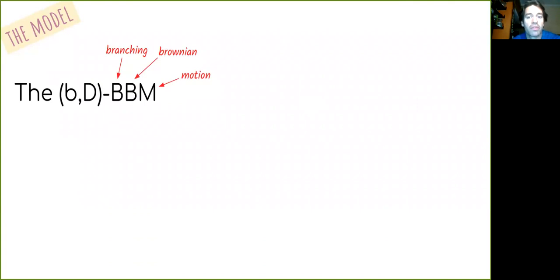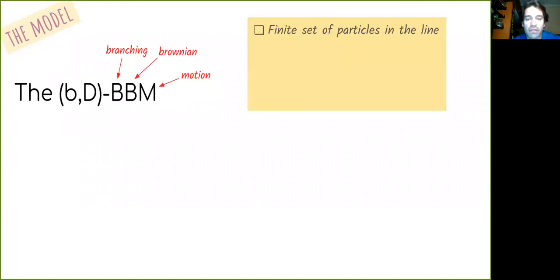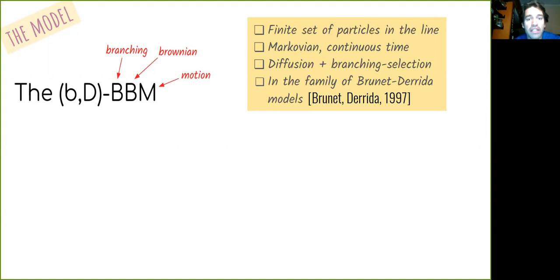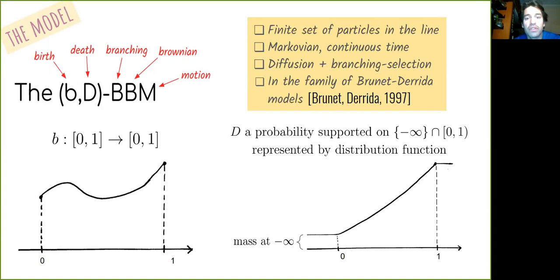Bbm is for branching Brownian motion. It is about a finite set of particles in a line, evolving in a Markovian way in continuous time. Particles evolve as independent Brownians, except at times at which the branching selection mechanism occurs, and it is in the family of Brunet-Derrida models.